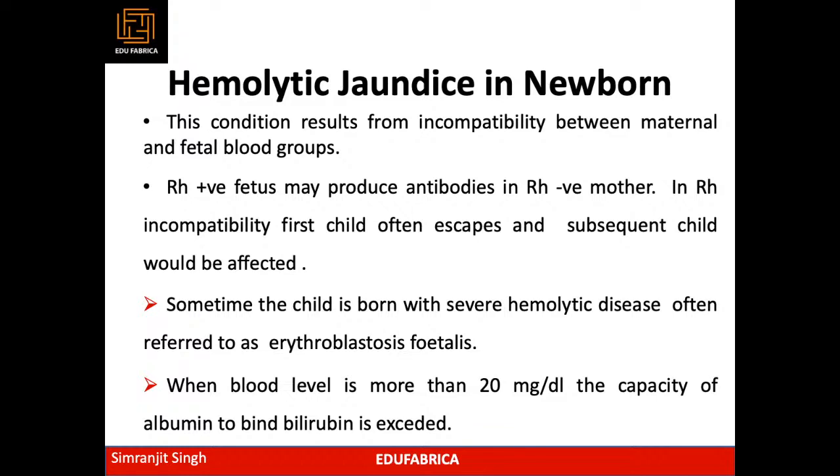Then hemolytic jaundice in the newborn. This condition results from incompatibility between maternal and fetal blood groups. A rhesus positive fetus may cause production of antibodies in a rhesus negative mother. In rhesus incompatibility, the first child often escapes and subsequent children would be affected. Sometimes the child is born with severe hemolytic disease, often referred to as erythroblastosis fetalis. When the blood level is more than 20 mg per deciliter, the capacity of albumin to bind bilirubin is exceeded.